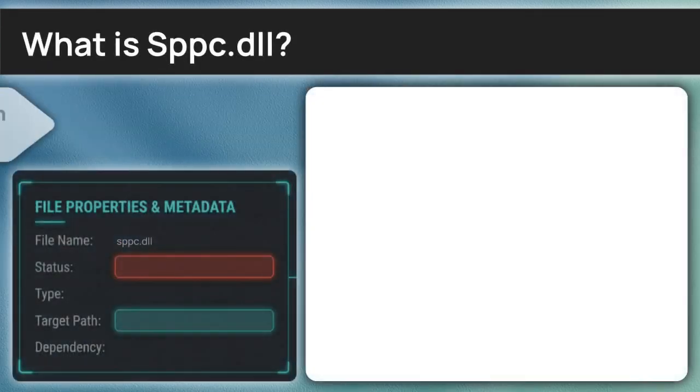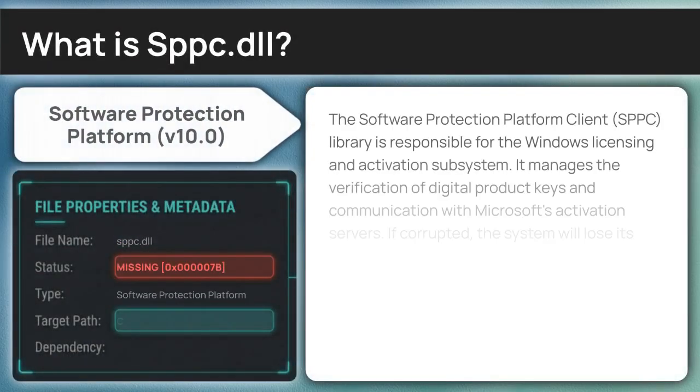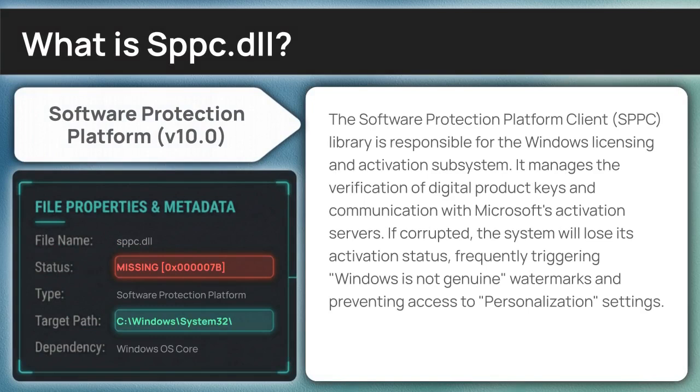This is the Sppc Library. The Software Protection Platform Client, Sppc Library, is responsible for the Windows licensing and activation subsystem. It manages the verification of digital product keys and communication with Microsoft's activation servers. If corrupted, the system will lose its activation status, frequently triggering Windows is not genuine watermarks and preventing access to personalization settings. Enough of the technical side.